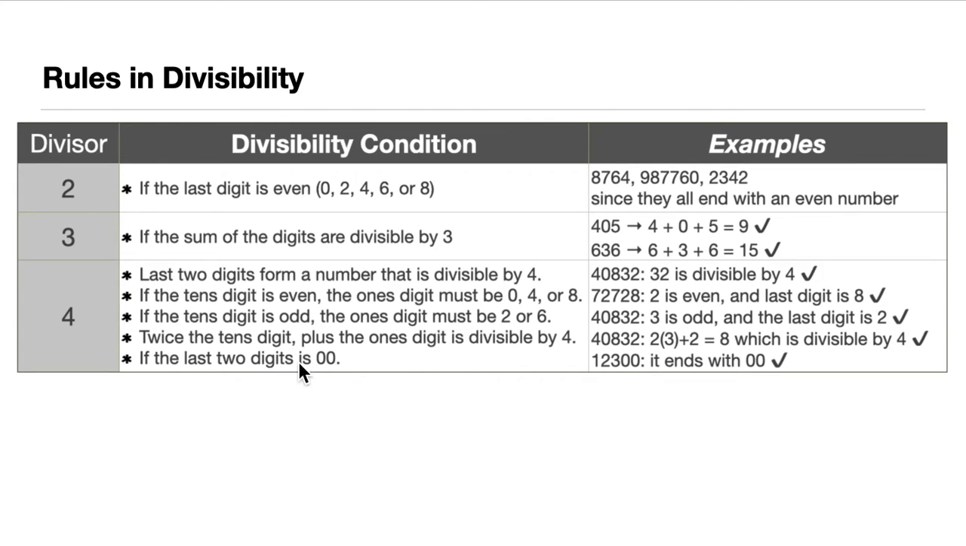And lastly, if the last two digits are both 0, it is divisible by 4. So for example, 12,300, yes, it is divisible by 4.